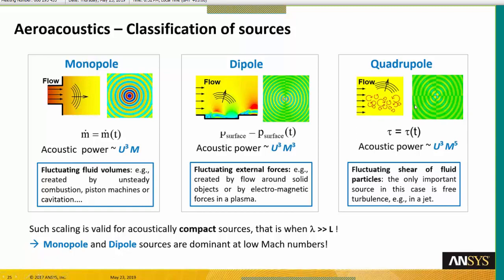And for quadrupole, remember, we are talking about turbulence mainly. When I talk to you about the quadrupole contribution, it's a complex contribution, many eddies that are interacting between them. Typically, it's fluctuating shear in fluid particles when you have turbulence. So usually a small contribution for low Mach number flows.